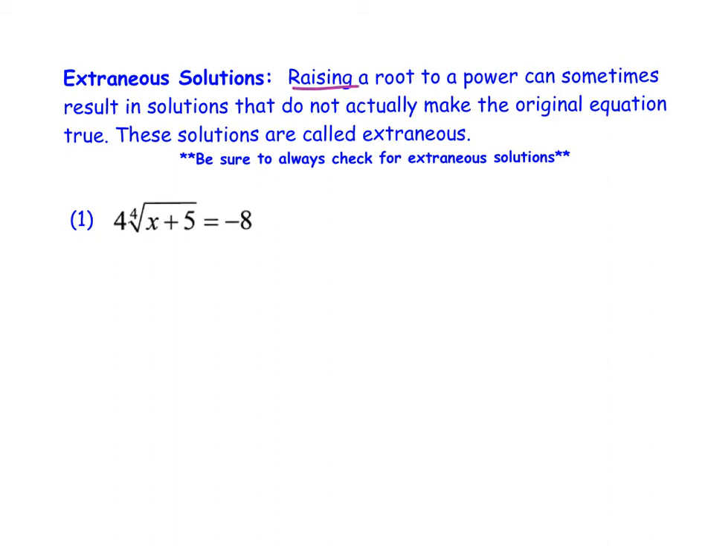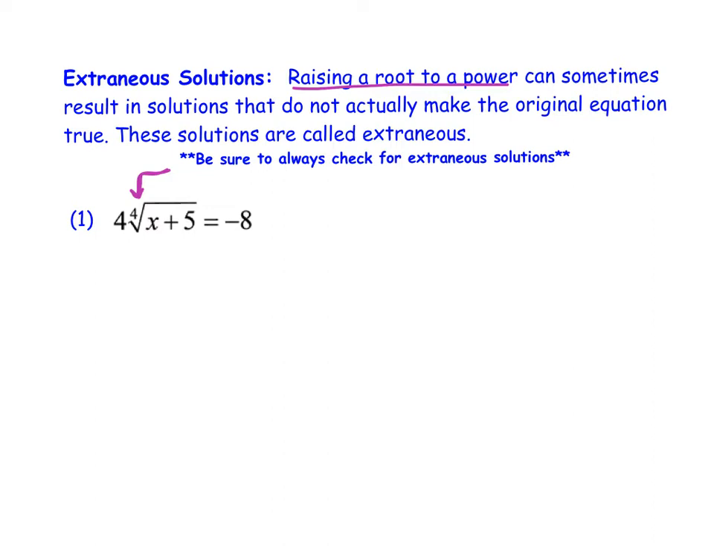When we raise a root to a power, we can sometimes get solutions that don't actually work or make our original equation true. Here you notice we have a fourth root. Because we have an even root, we have some restrictions on the values that go inside of the root. So we need to check our answers every time to make sure that we don't have an extraneous solution, which is essentially a solution that appears to be true, but because of the restrictions of the domain for the root, actually isn't true.